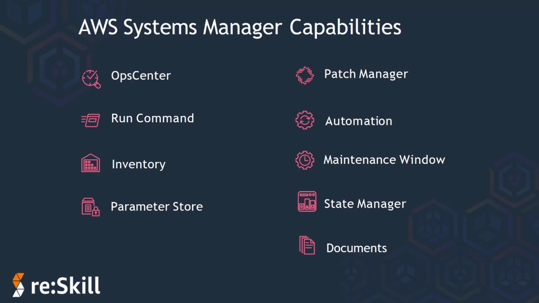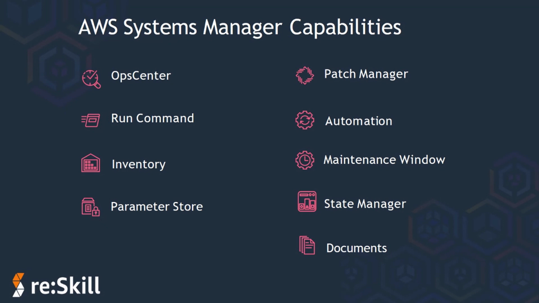And Automation is a capability to automate maintenance and deployment tasks. For example, you can create an automation flow for creating a customized AMI, or performing a password reset of a Windows instance, or resetting the SSH key for a Linux instance as well.